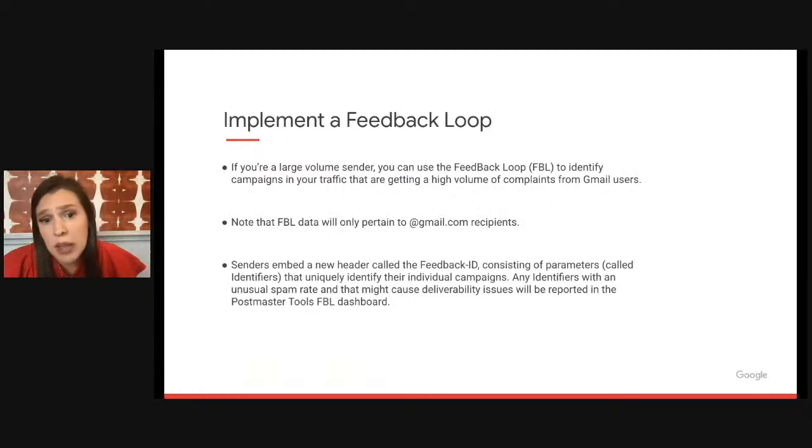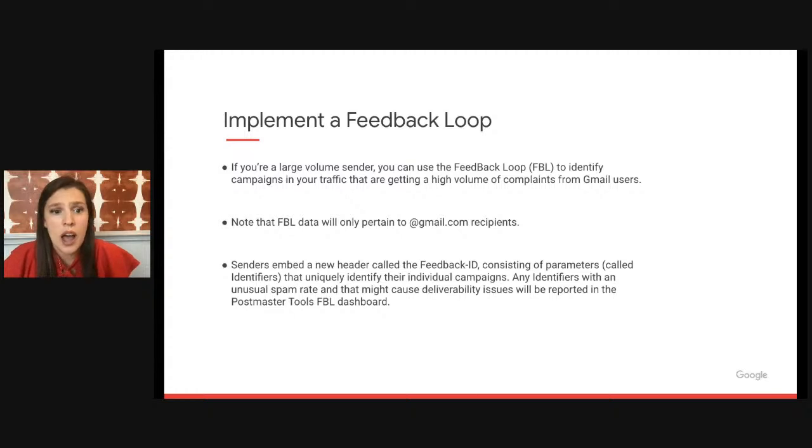And then implementing that feedback loop. If you're a large volume sender like many of you, you can use the feedback loop to identify campaigns in traffic that are getting high volume of complaints from Gmail users, and you can see it right there in the dashboard on Postmaster Tools. I will note that it only pertains to @gmail.com recipients. So any other domains, you won't be able to see that there.